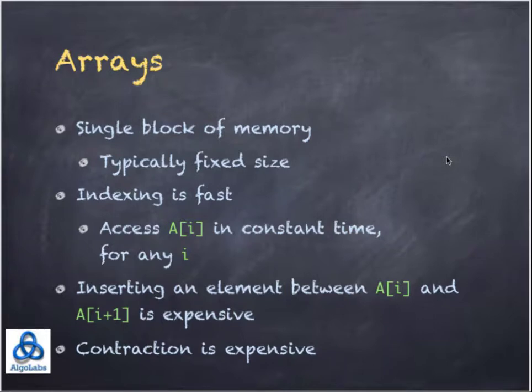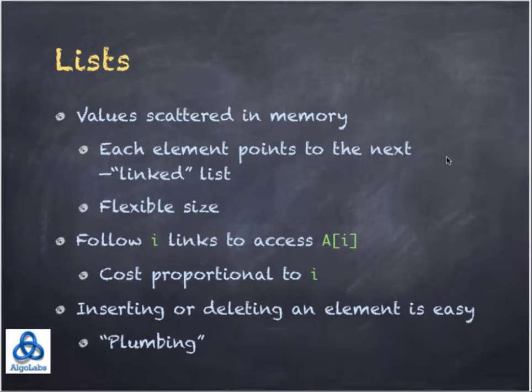However, in such a situation, it becomes expensive to insert an element between i and i plus 1 because we need all the values to be together. So we have to make space for it by shifting all the values from i plus 1 onwards by one space to make place for the new value. In the same way, if we want to remove an element and contract the list for an array representation where the whole sequence has to be together, contraction is expensive.